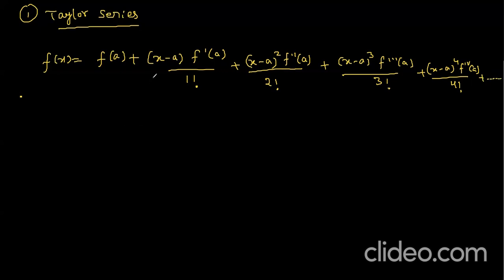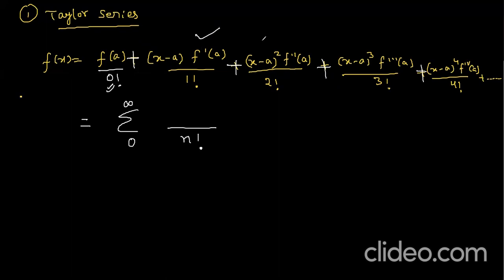This is a series. Why? Because between each term there is a plus sign. So you can write it in this way. This is summation, so you can write sigma. Here 0 factorial, 1 factorial, 2, 3 factorial. It means that this is n factorial, and n starts from 0 to infinity, right? Understood?